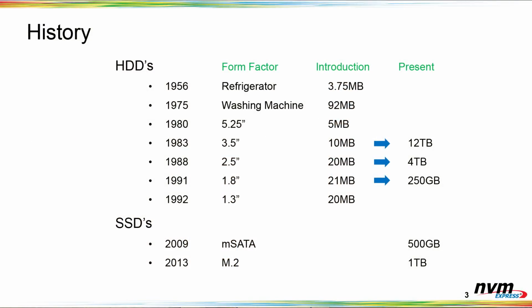So from a system architecture point of view, we really haven't had to deal with a lot of change in the storage realm. It's a question of how many of these we can fit in. You can fit 24 2.5s or 12 3.5s. We really didn't have to think that much about it. In 2009, we started seeing SSDs come out in different form factors. 2009 was mSATA, 2013 was M.2.